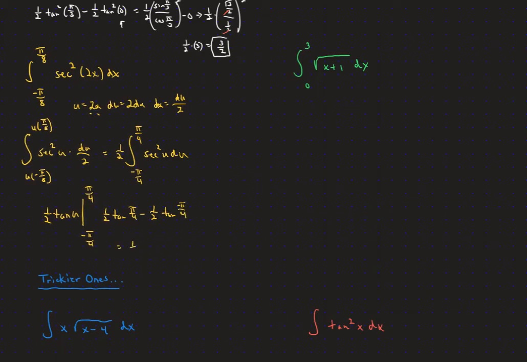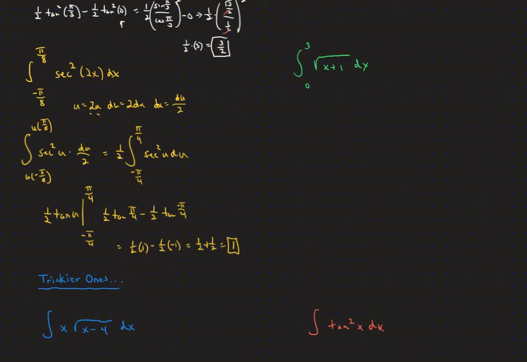So that will be 1/2. Now, tangent pi over 4 is sine pi over 4 over cosine pi over 4, but pi over 4 is where sine and cosine are both the square root of 2 over 2. And so square root of 2 over 2 over square root of 2 over 2 is going to be 1. So that's going to be 1/2 times 1 minus, now negative pi over 4 is going to be in quadrant 4, where the sine is negative but the cosine is positive. So that's going to be a negative 1. And so we're going to get 1/2 plus 1/2, which is 1. And that's going to be our answer.